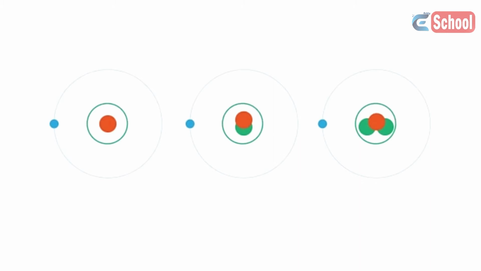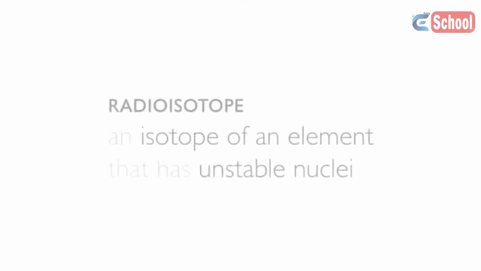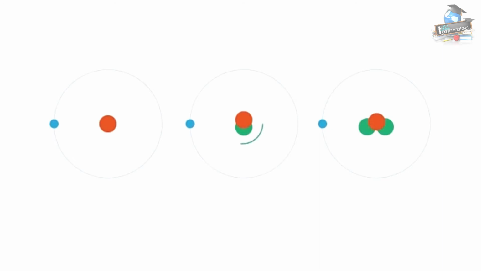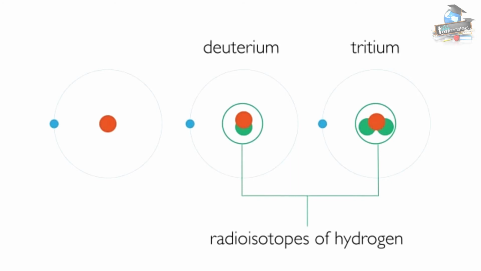And nuclei behave in a similar way, and they will try to stabilize themselves. If there are too many protons or too many neutrons, the nucleus can spontaneously rearrange itself and throw out particles in the process. This is essentially what happens in radioactive decay. Isotopes that have unstable nuclei like this are known as radioactive isotopes or radioisotopes. In our hydrogen examples, both deuterium and tritium are unstable and are hence radioisotopes of hydrogen.